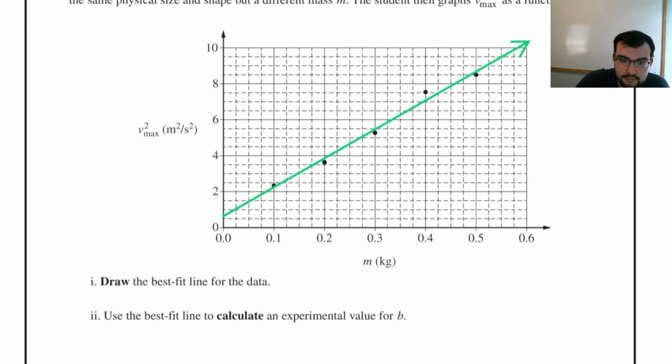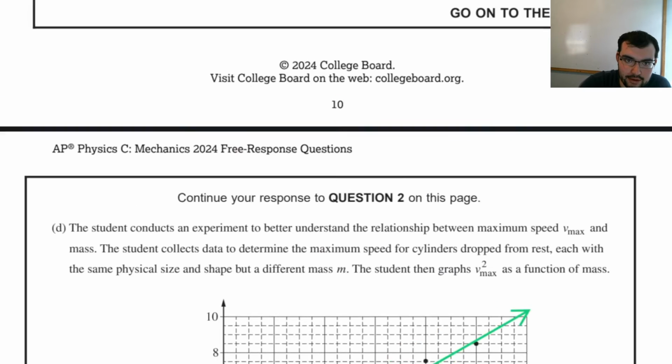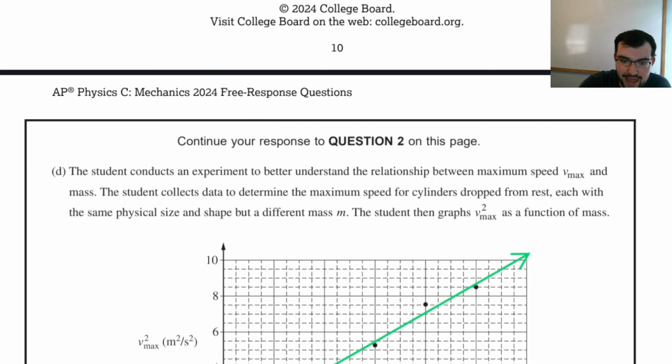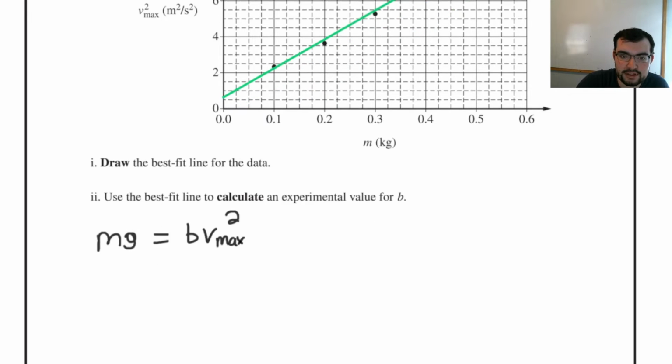Cool. Use the best fit line to calculate an experimental value for b. I know I'm going to have to take the slope, but I need to derive an equation first to figure out why I'm doing that. Well, we only have one equation right now. They're testing different masses and seeing the Vmax that they get out of it. So, we already said earlier that at this terminal velocity point, mg is equal to b times Vmax squared. Boom, our formula is done.